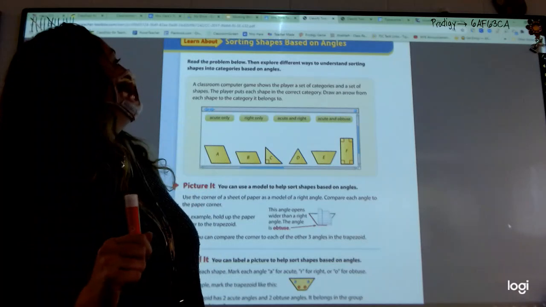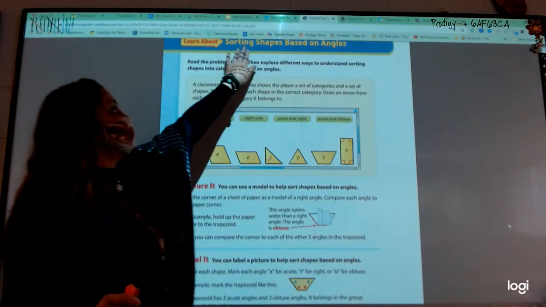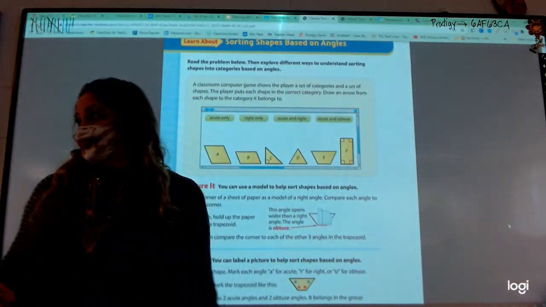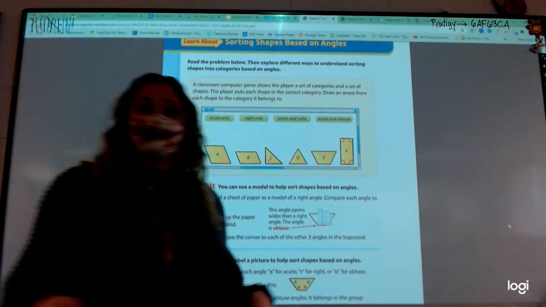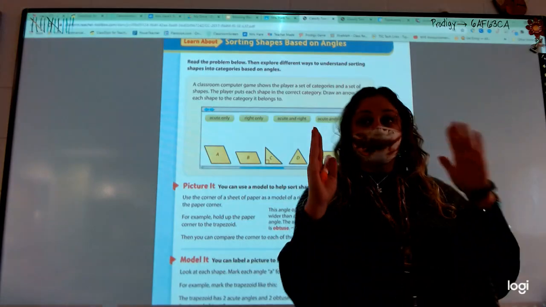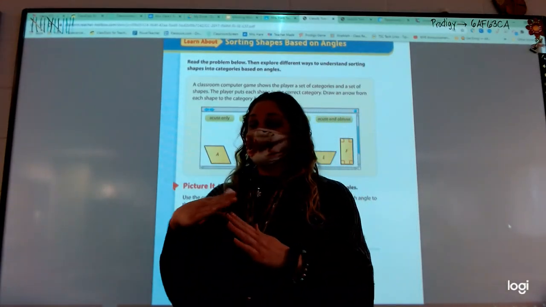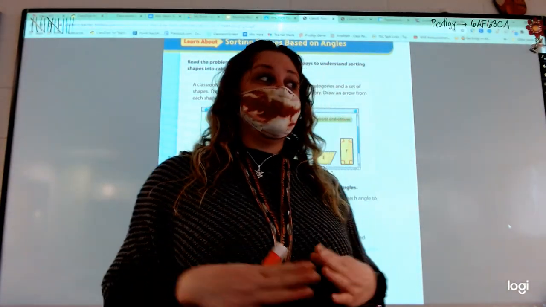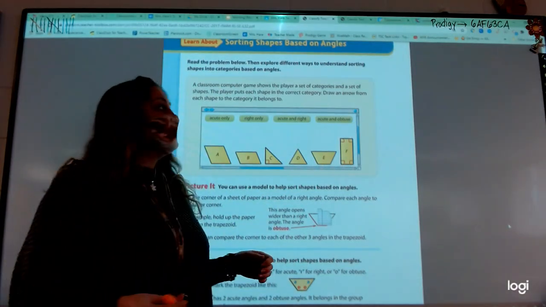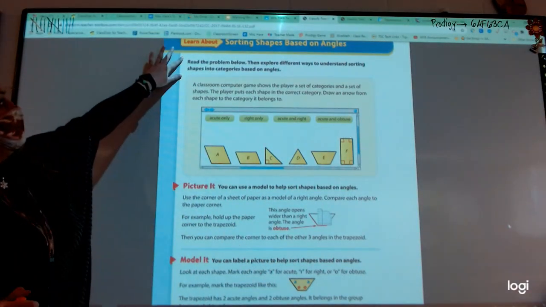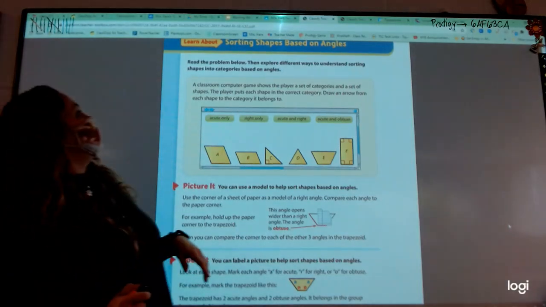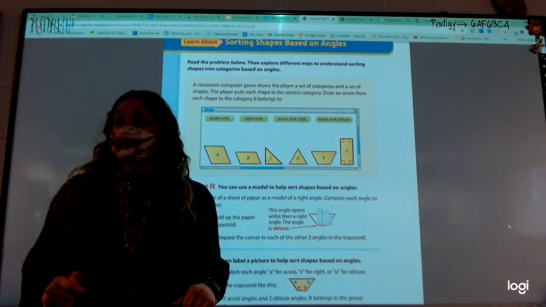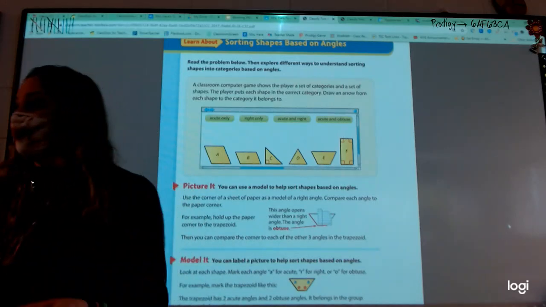So first of all, today's lesson, we are still sorting shapes based on angles. Does this sound familiar? Yes. Yesterday we were sorting shapes based on their sides, if they had parallel sides, perpendicular sides. And we did sort based on acute, obtuse, and right angles. Read this problem below, then explore different ways of understanding sorting shapes into categories based on angles. We're just sorting shapes. That's really all we're doing.